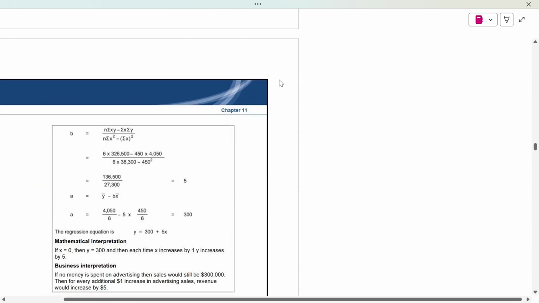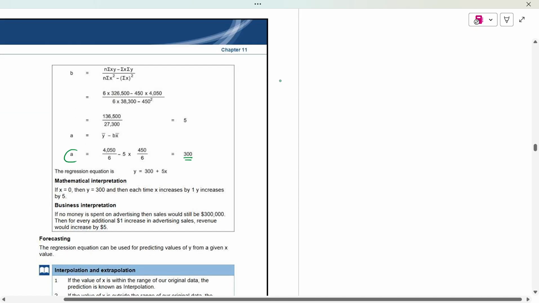Now they have calculated the value of A. A is the fixed cost. How much is the fixed cost? Fixed cost is 300. We have to calculate the total cost. The variable cost is 5 per unit, and X will be the volume. If X equal to 0, then Y equal to how much? Only the fixed cost, because X equal to 0 means there are no units.